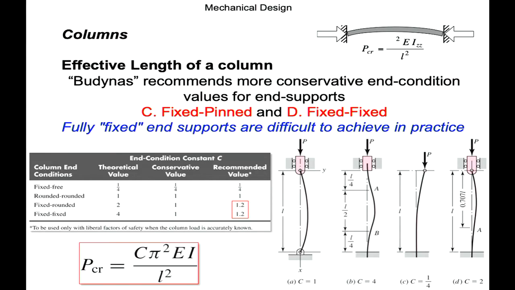However, we get to these recommended values, asterisks, and it says there, to be used only with the liberal factor of safety when the column load is accurately known. So the idea is you can use that value, but liberal means a high factor of safety or factor of uncertainty. So your textbook is telling you, yeah, there's still some uncertainties here. It's not perfectly understood. So, just approach with caution.